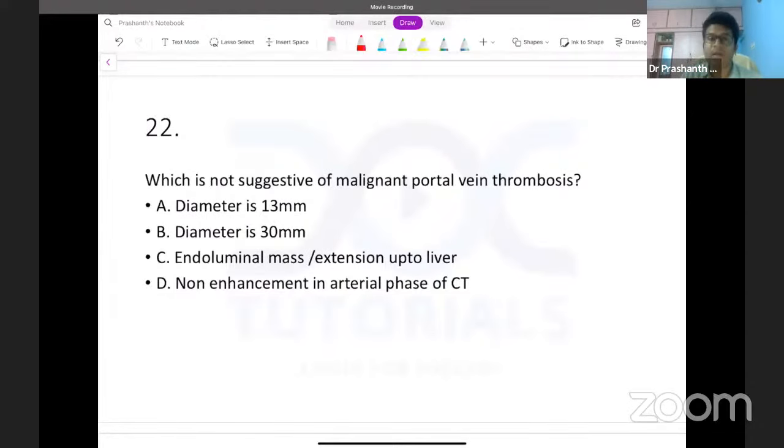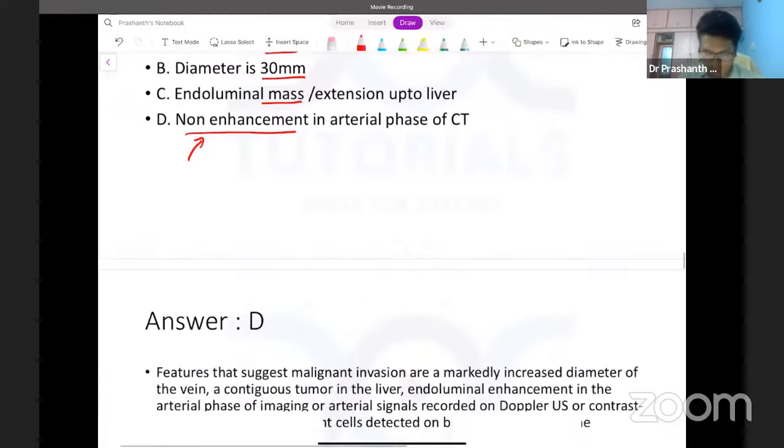Which is not suggestive of malignant portal vein thrombosis? One is diameter, with two options on diameter: one is 13 mm, one is 30 mm. The third option is an endoluminal mass. The fourth is non-enhancement. Among these options, non-enhancement in the arterial phase of CT is the best option.